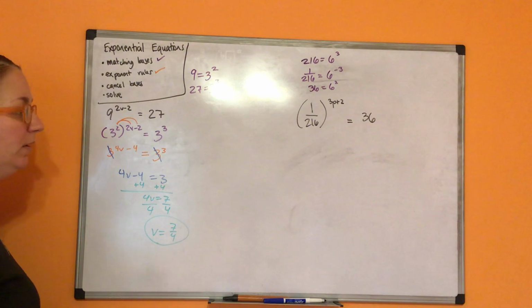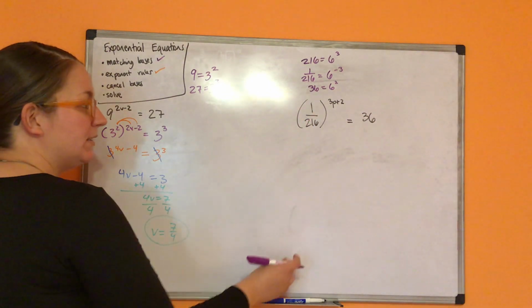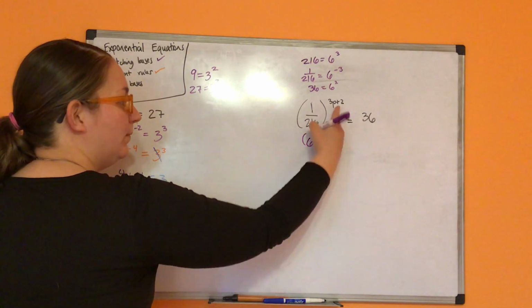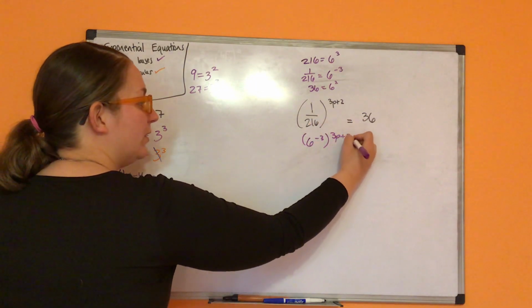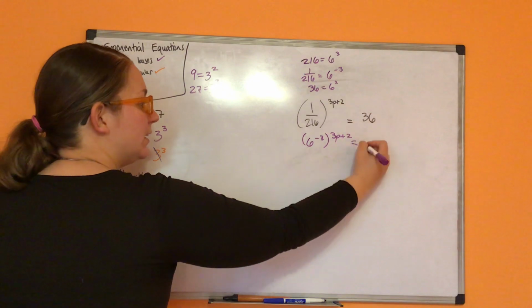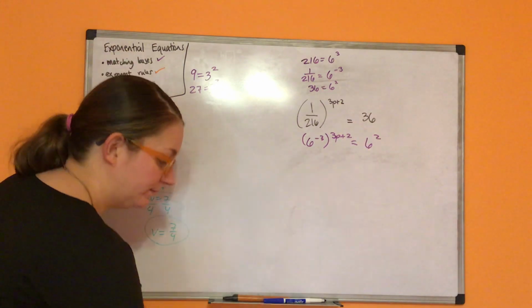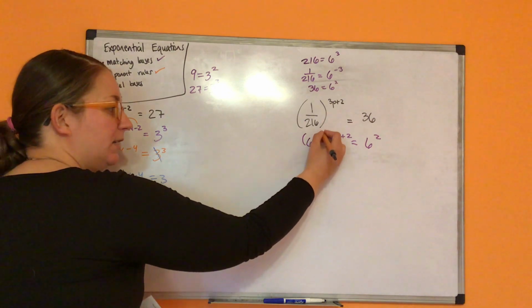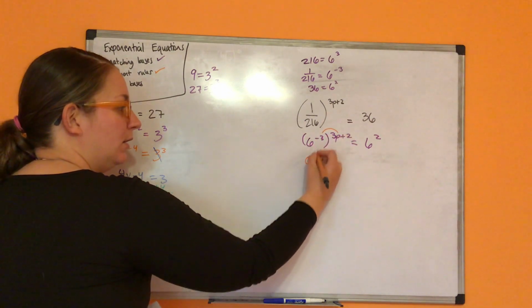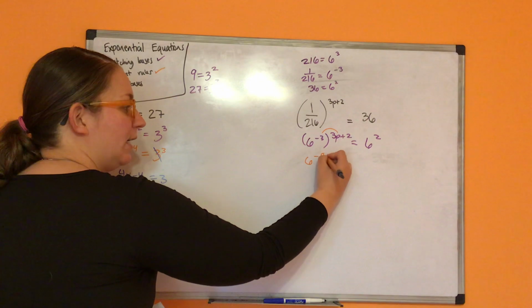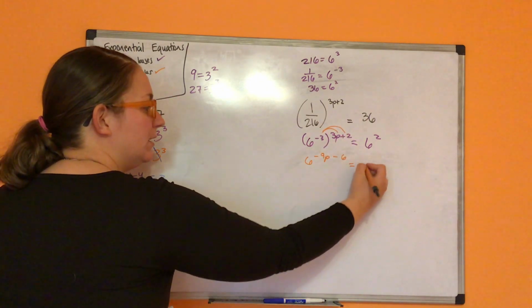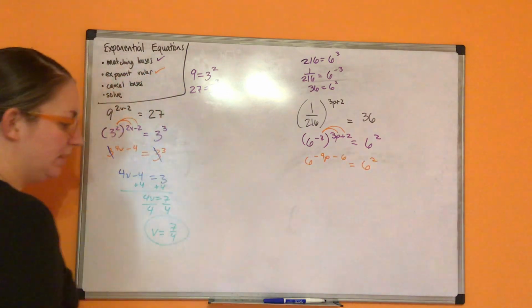So then from here, we can do the same step we did last time. I'm going to turn this 1 over 216 into 6 to the negative 3. I'm going to leave that existing exponent the same. 36 is the same as 6 squared. I'm going to simplify with my exponent rules. I need to distribute this negative 3. Negative 3 times 3p is negative 9p. Negative 3 times 2 is negative 6. Other side's as simple as it can get.